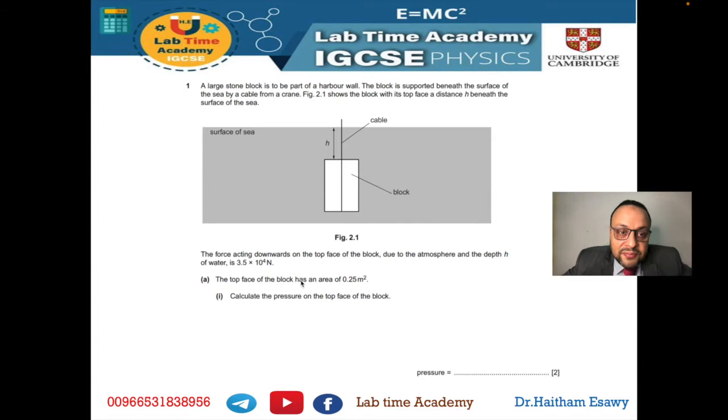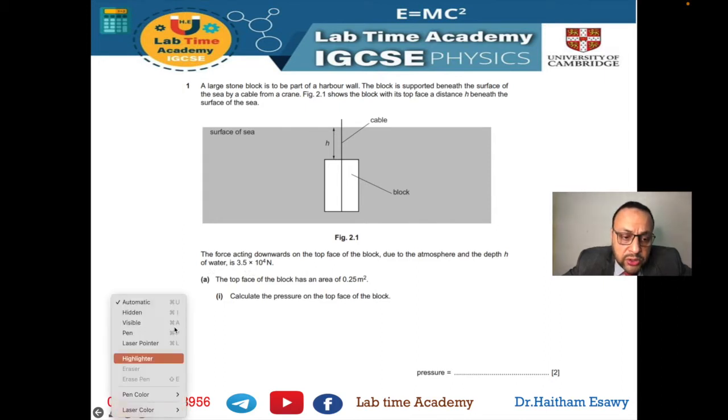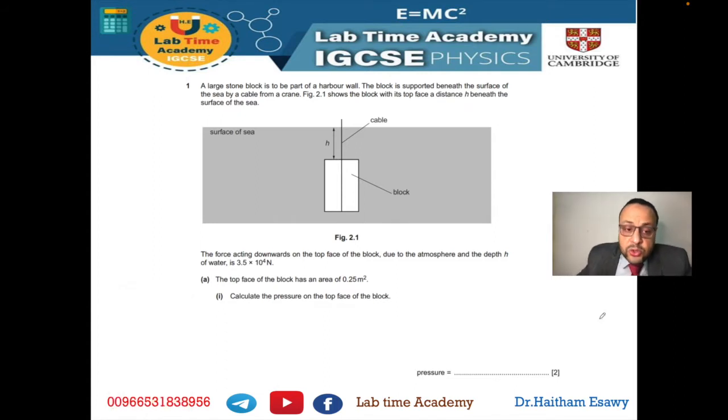Question number 1. A large stone block is to be a part of harbor wall. The block is supported beneath the surface of the sea by a cable from a crane. Figure 2.1 shows the block with the top face at a distance h beneath the surface of the sea. The force acting downwards on the top face of the block due to the atmosphere and the depth h of water is 3.5 times 10 to the power of 4 Newton. So here we have the force.